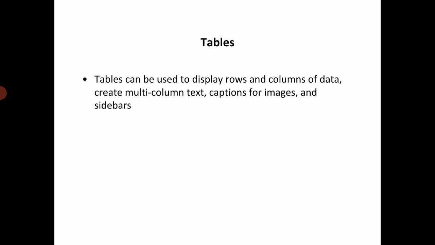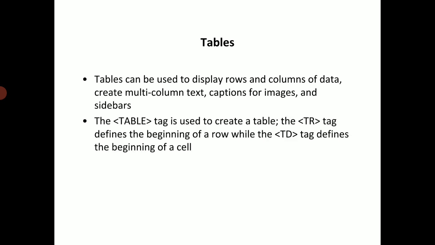Next, tables. Tables can be used to display rows and columns of data, create multiple column text, captions for images and sidebars. The best example of a table is a timetable. Here data is arranged in terms of rows and columns. To create a table, we use a table tag, which includes two tags, that is tr and td. Tr represents a row, whereas td represents table data or a cell, which defines a cell in a row.